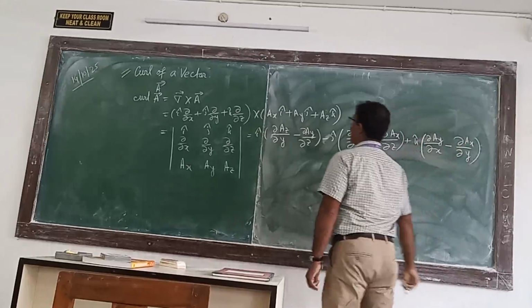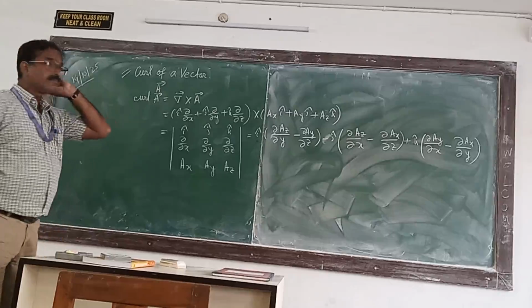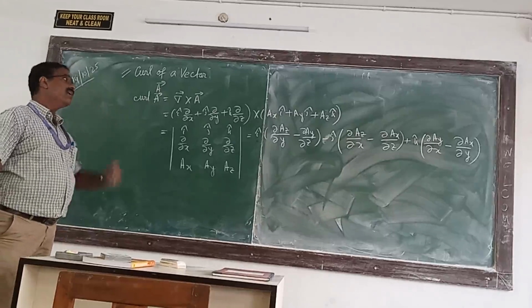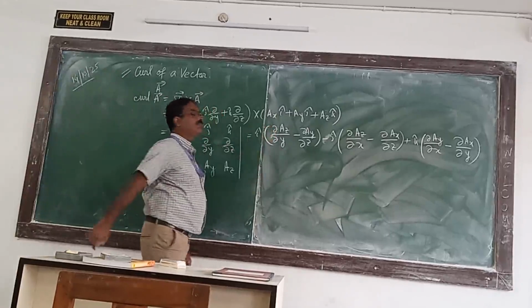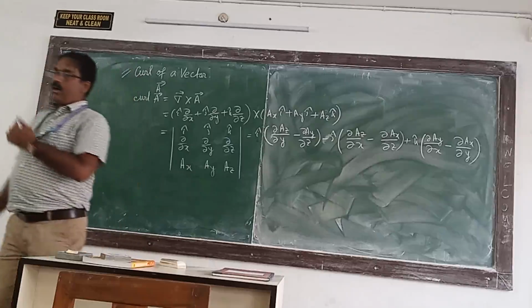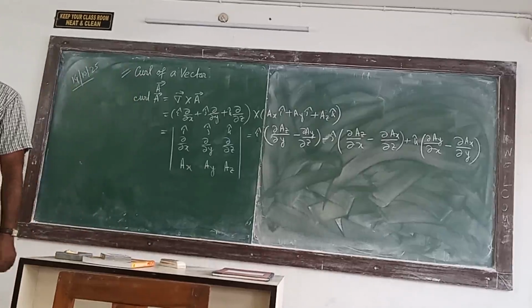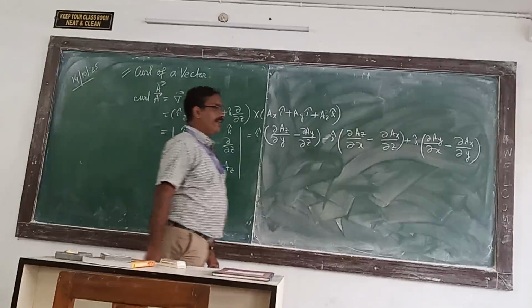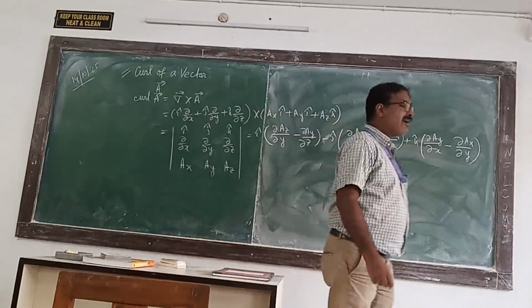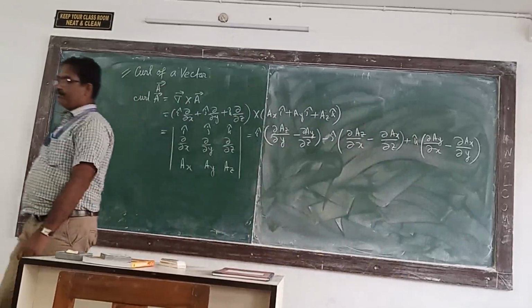So this is the curl of a vector. And you can see that the curl of a vector is a vector quantity.